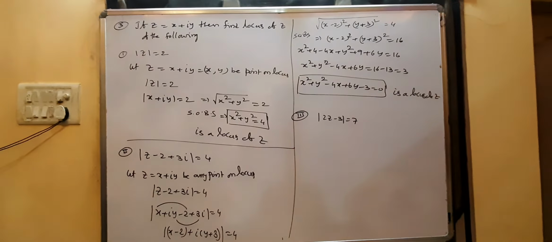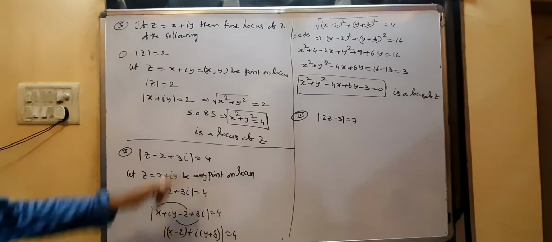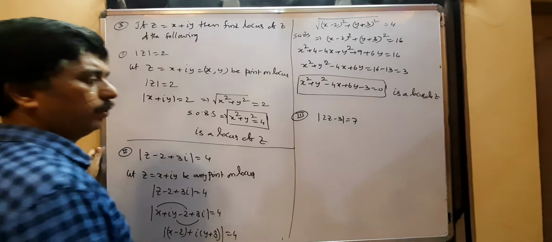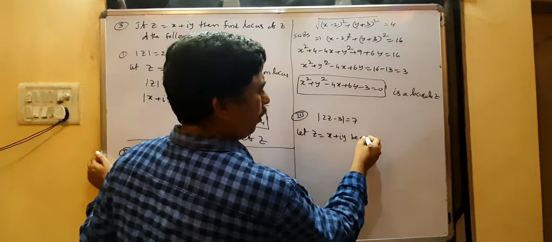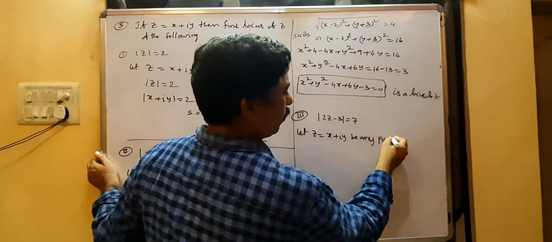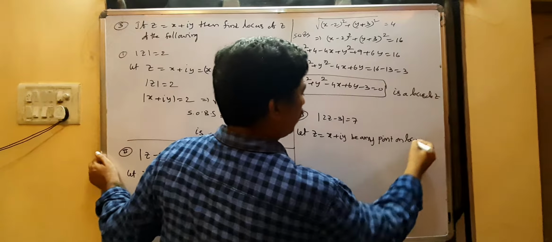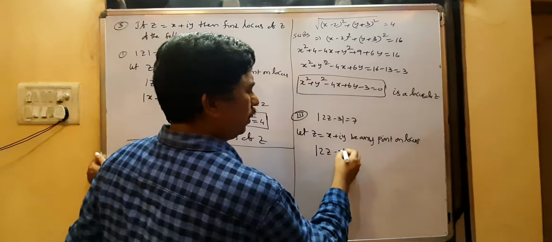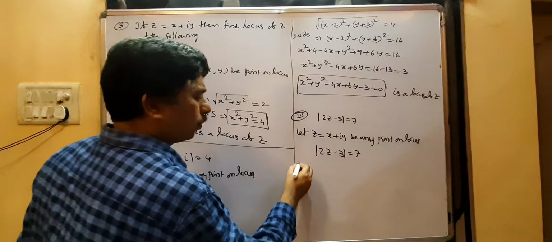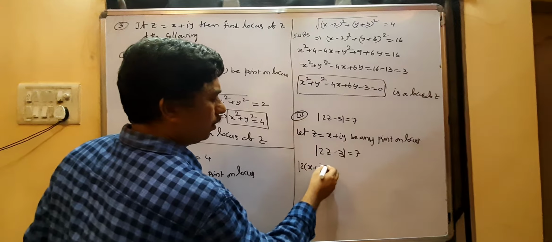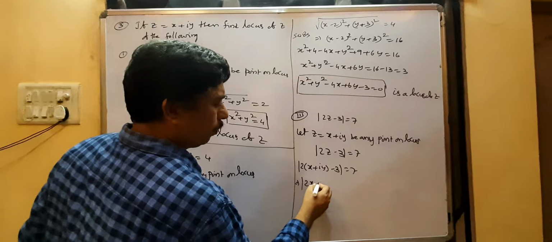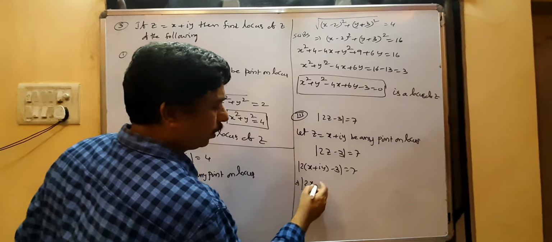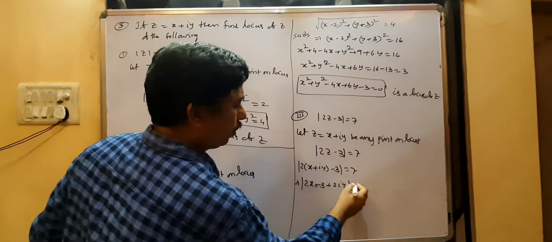Okay, now coming to the third bit. Mod of 2z minus 3 is given as 7. Let z equal to x plus iy be any point on the locus. Given condition: modulus of 2z minus 3 equal to 7. That is the modulus of 2 times x plus iy minus 3 equal to 7. You can write together the real part: 2x plus 2iy minus 3. So 2x minus 3 together, plus 2iy, equal to 7.